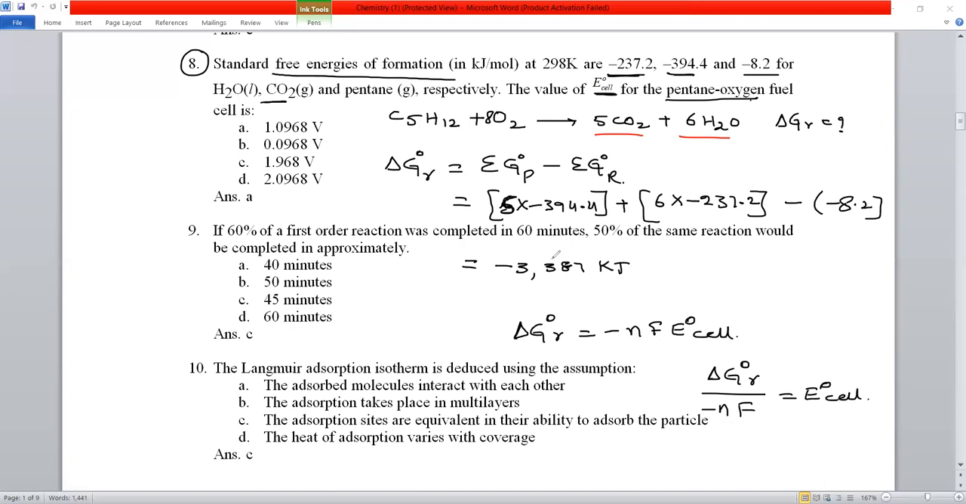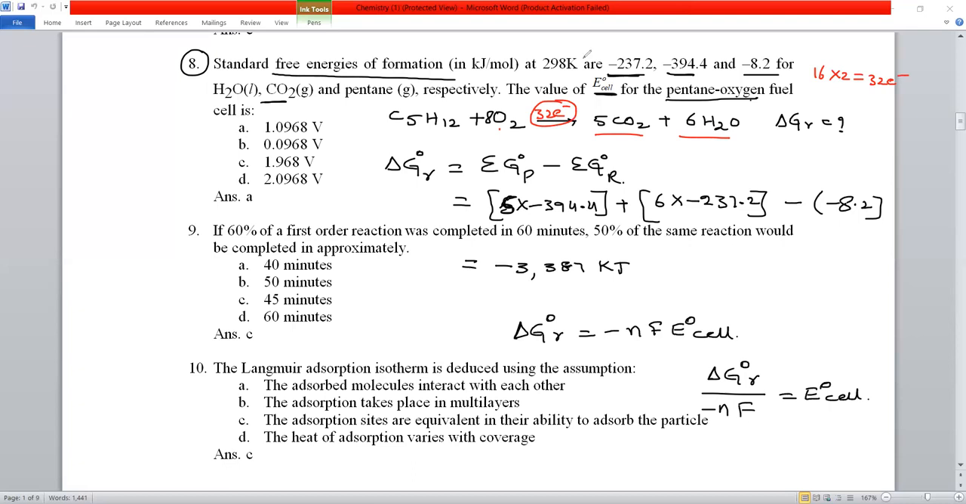Okay, students. In this reaction you can observe 8 moles of oxygen atoms are there. Each oxygen is changing its oxidation state by 2. So totally 32 electrons are changed here. Why? Because 8 into 2 is 16, and each oxygen is gaining 2 electrons, so 16 into 2, 32 electrons are transferring in this reaction. So the n value is 32.